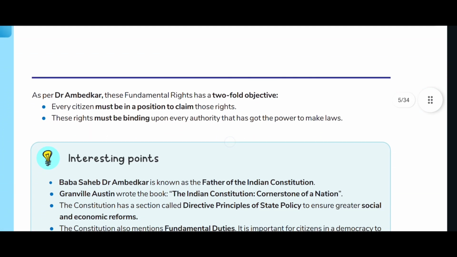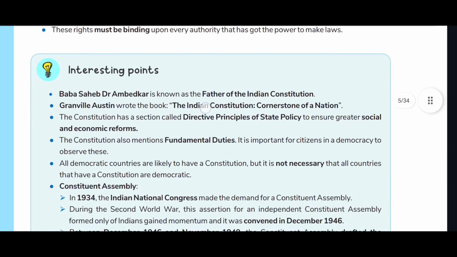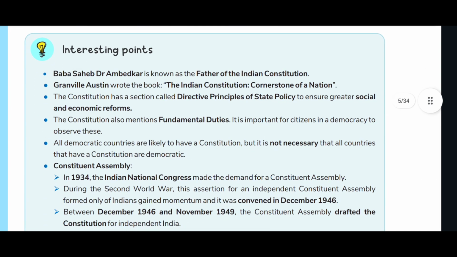As per Dr. Ambedkar, these fundamental rights have a twofold objective. Every citizen must be in a position to claim those rights. These rights must be binding upon every authority that has got the power to make laws. Interesting points of this chapter: Baba Saheb Dr. Ambedkar is known as the father of the Constitution.